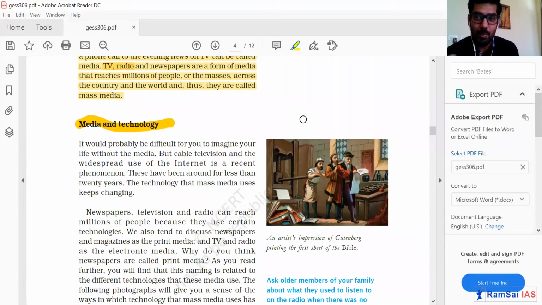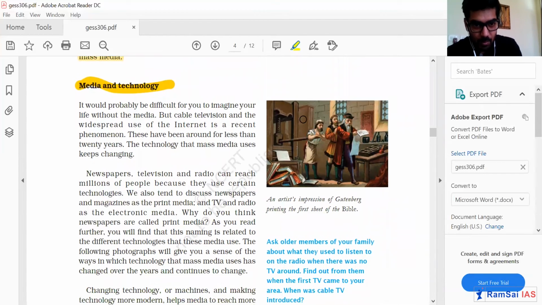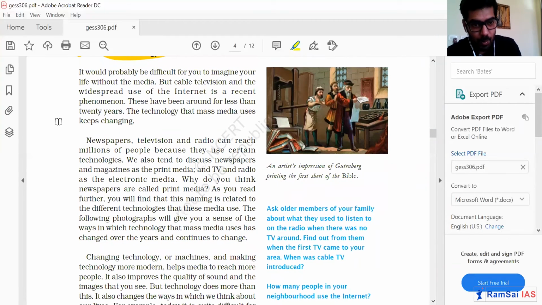Like I'm reaching out to you. This is because of technology. The distance is far. I'm not physically present where you are, but because of technology I can convey to you. And this is how media also conveys many things to people living in other parts of the planet. Suppose any news that we come across from USA, we are not going there. It is because of media, through technology, that we are able to access that information. So newspaper, television, and radio can reach millions of people because they use certain technology.